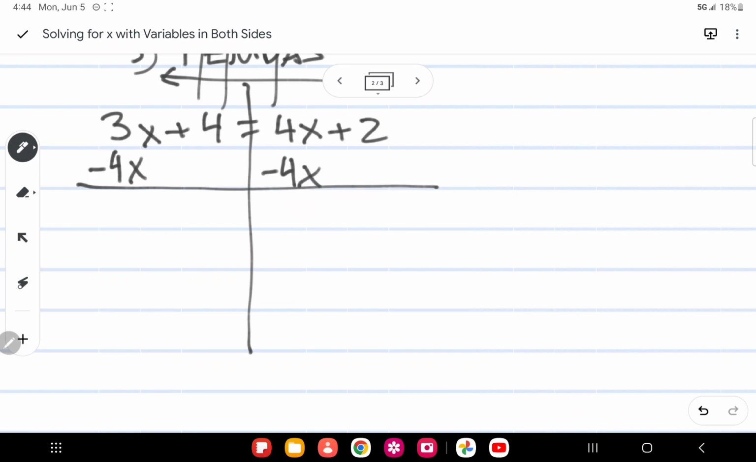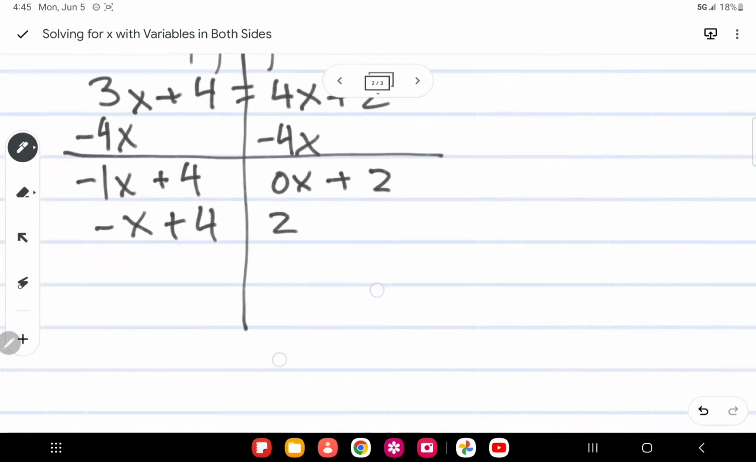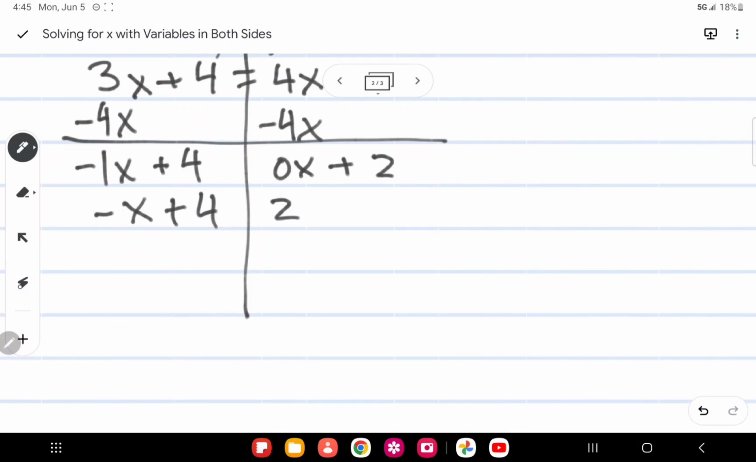So 4x minus 4x, that is just 0x. 3x minus 4x, that is just negative 1x. And I'll bring down everything that we did not use. Okay, 0x just disappears, so the right side is just 2. Negative 1x, that is just negative x. You can keep the negative 1x if you prefer it that way. Plus 4.